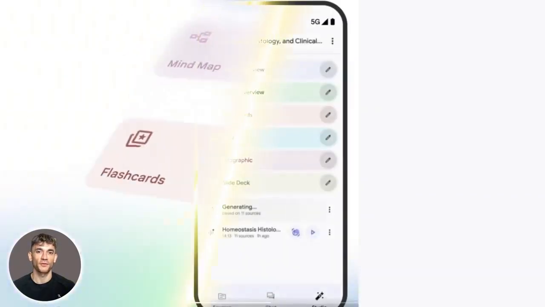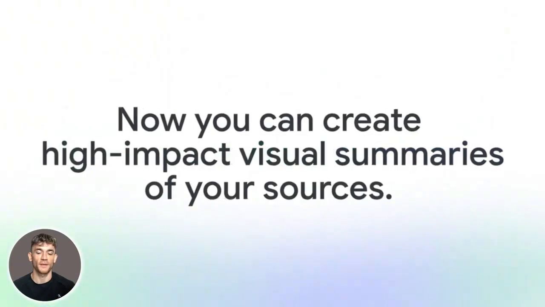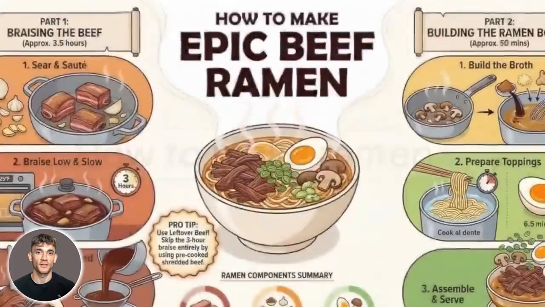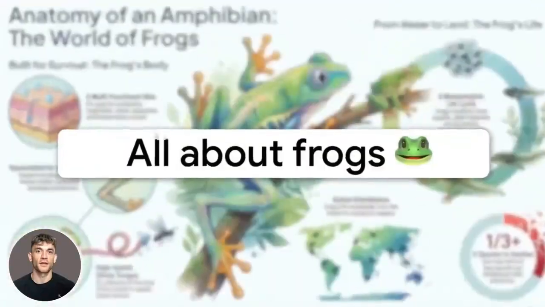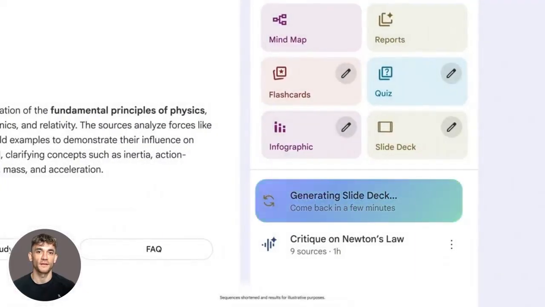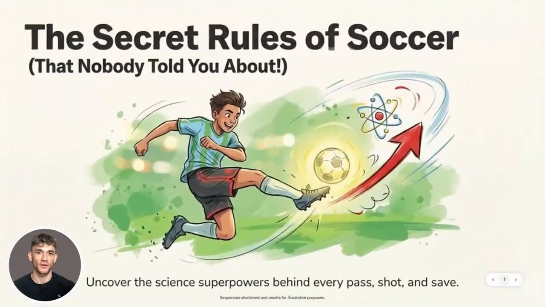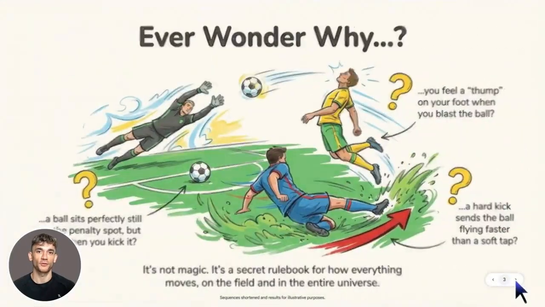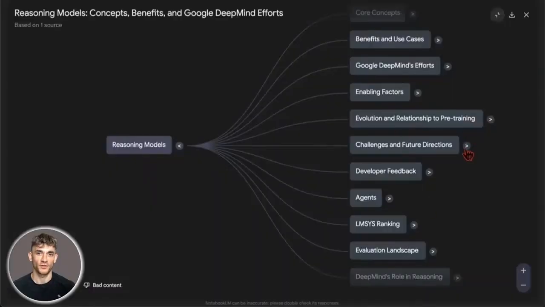Now let's talk about infographics, because this feature just got way better on mobile. Infographics launched in Notebook LM in November 2025. They let you turn your research into visual summaries, clean designs, professional layouts, no design skills required. But when they first came to mobile, you couldn't customize them. The app just used default settings. That changed in early February 2026.